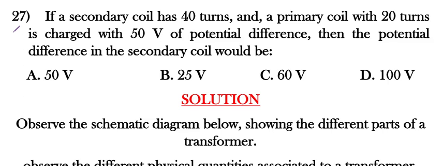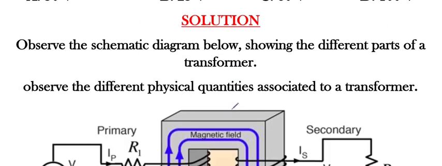So today we are going to be looking at question 27 of the Nahpi Physics Entrance Examination for the academic year 2021-2022. Question 27 reads: if a secondary coil has 40 turns and a primary coil with 20 turns is charged with 50 volts of potential difference, then the potential difference in the secondary coil will be, we are given options A, B, C, and D. So let's dive straight into our solution.